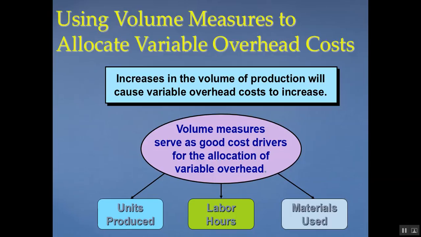So, using volume measures to allocate variable overhead. Increases in the volume of production will cause variable overhead costs to increase. So volume measures can be good cost drivers for the allocation of variable overhead, but you have to make sure that you're using the right volume, whether it be units produced, labor hours, or materials used.